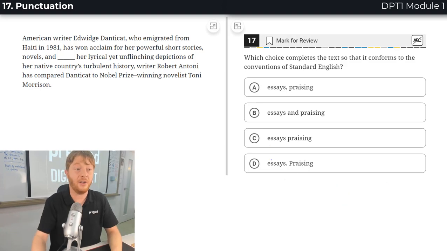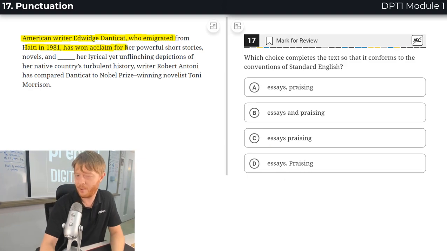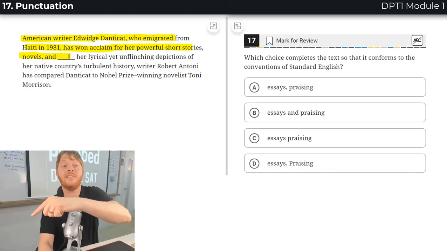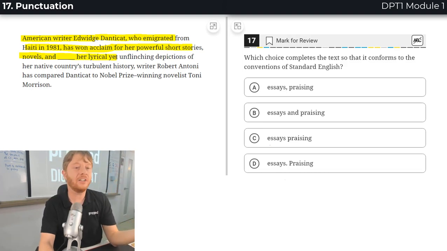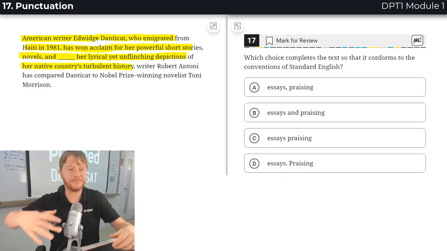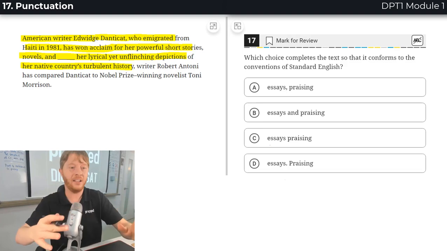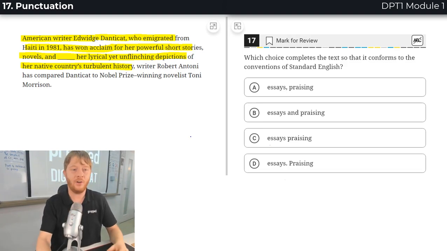So the text is saying, American writer Edwidge Danticat, who emigrated from Haiti in 1981, has won acclaim. She's been recognized for her powerful short stories, novels, and essays praising her lyrical yet unflinching depictions of her native country's turbulent history. Okay, sounds great. I plugged it in and it sounds nice. So essays praising was my rough answer.